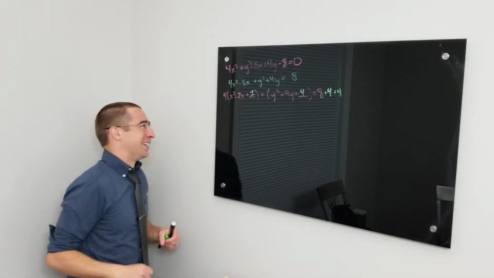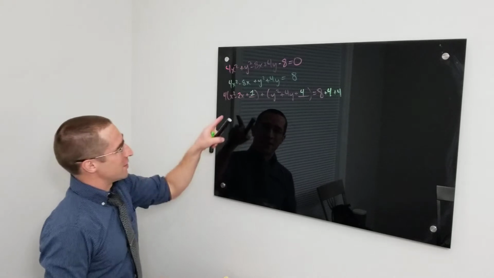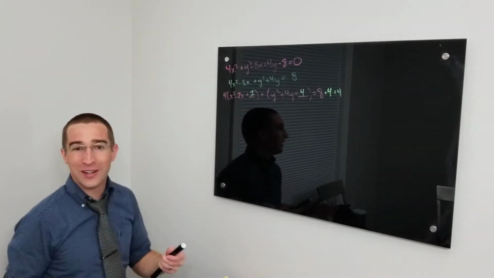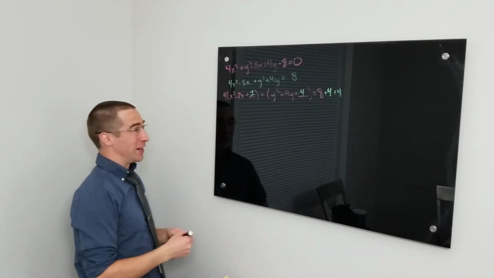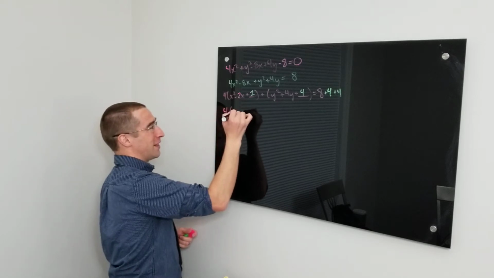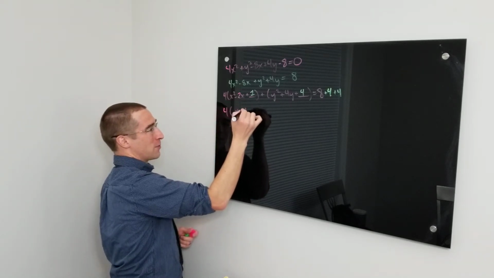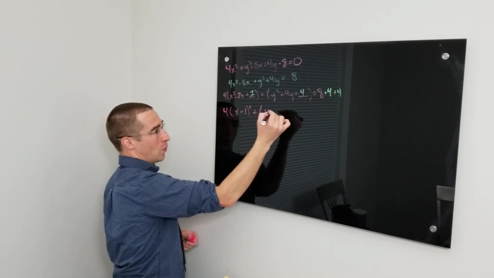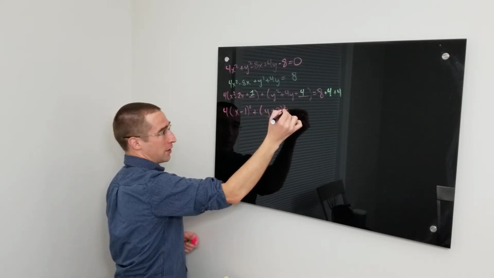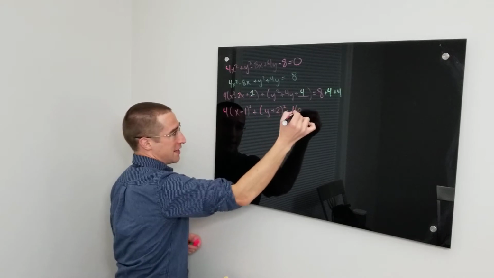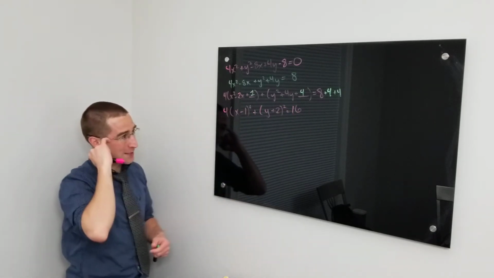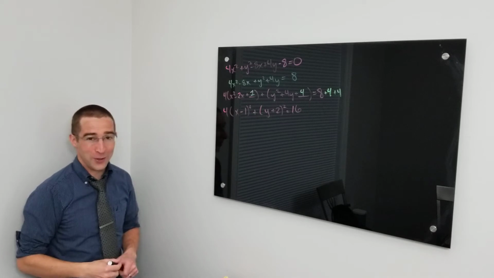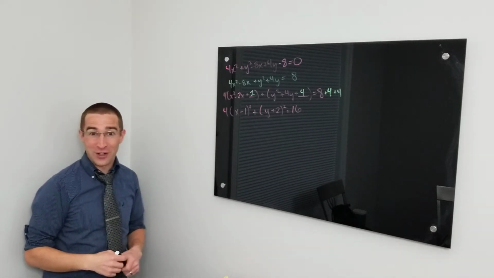All right, so let's go ahead and complete those squares. So 4 times x minus 1 squared plus y plus 2 squared equals 16. There we go, that's better. Hopefully the rest of this video goes better than the start of it has.